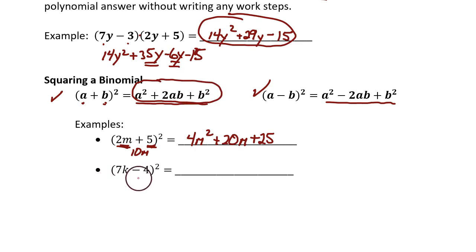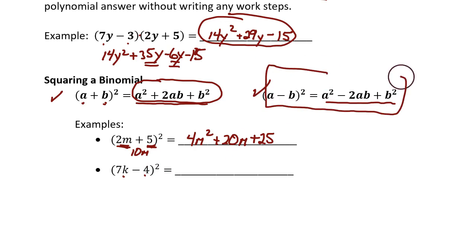Let's try another example. We have to recognize the pattern. We have a binomial in parentheses with two terms, and it's being squared. So it's this pattern that we want to follow. The a squared means to square that first thing. That makes 49k squared. On the end, the b squared means to square this last number.